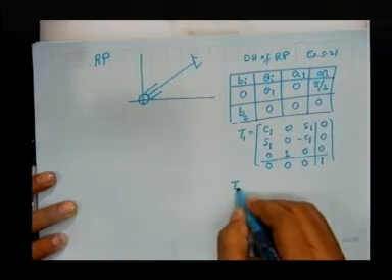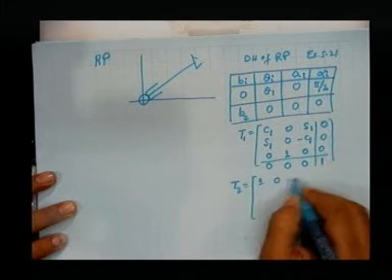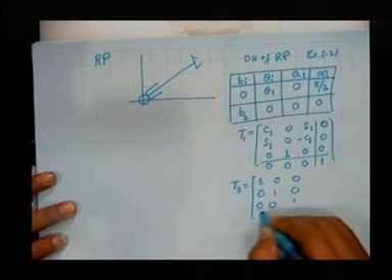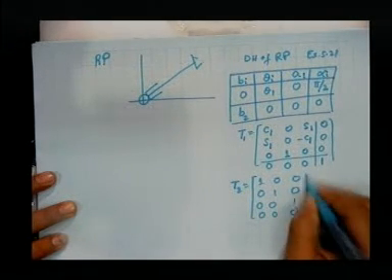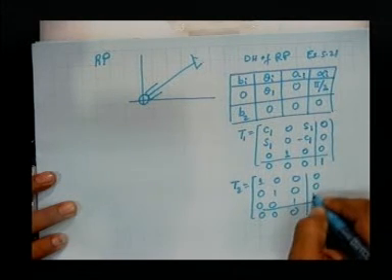Then T2 is 1, 0, 0, 0, 1, 0, 0, 0, 1, 0, 0, 0, 1, and this has 0, 0, B2.